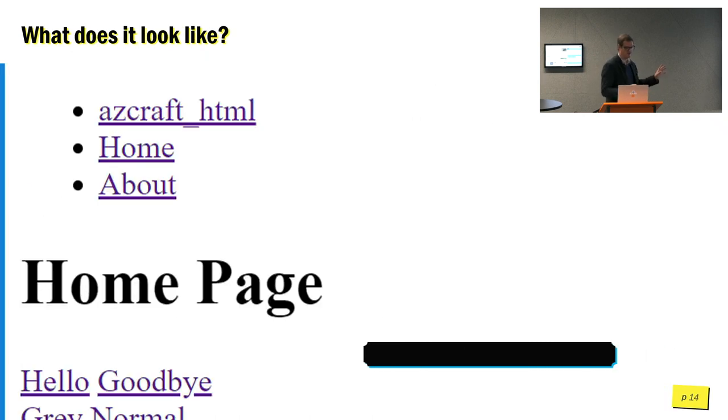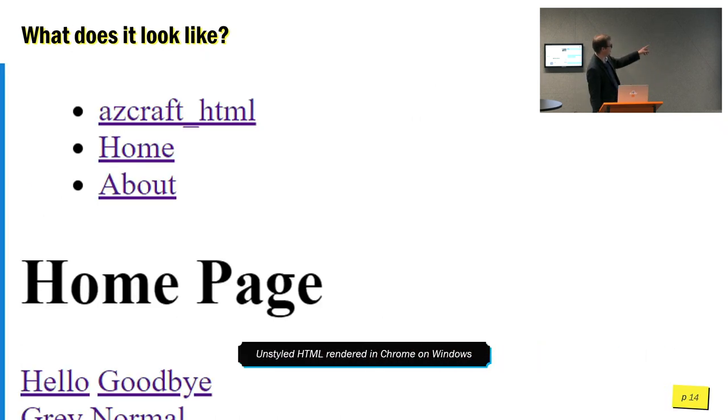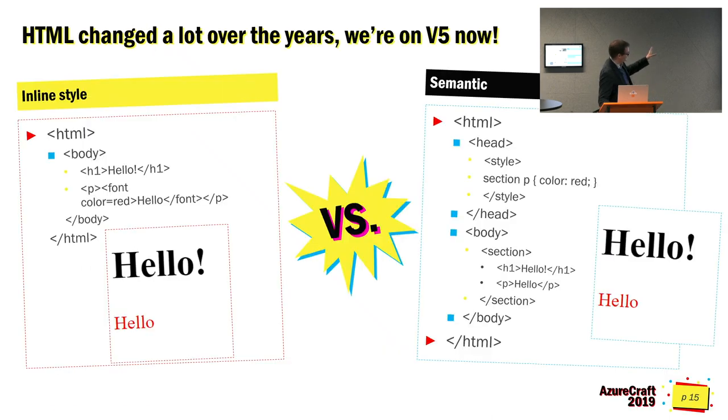When you start off with HTML, it looks like that. So that's an HTML page rendered in Chrome on Windows without any style. It's got a list in a nav bar, it's got a heading, it's got some links, okay? And it looks pretty awful because it doesn't have any information about style, so it uses the system default, which is black text, white background, Times New Roman font. So that effectively comes from simple code that looks like this, right?